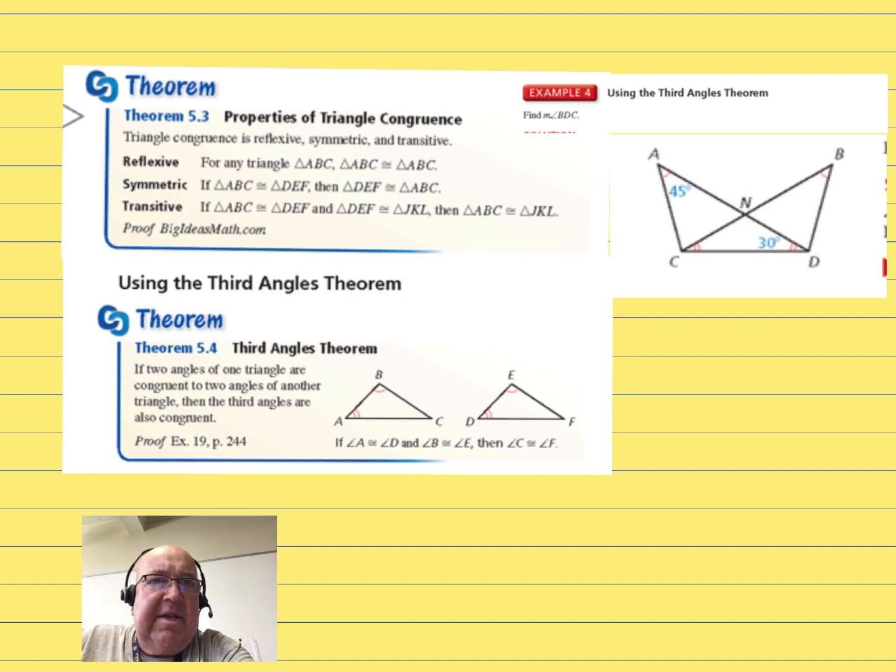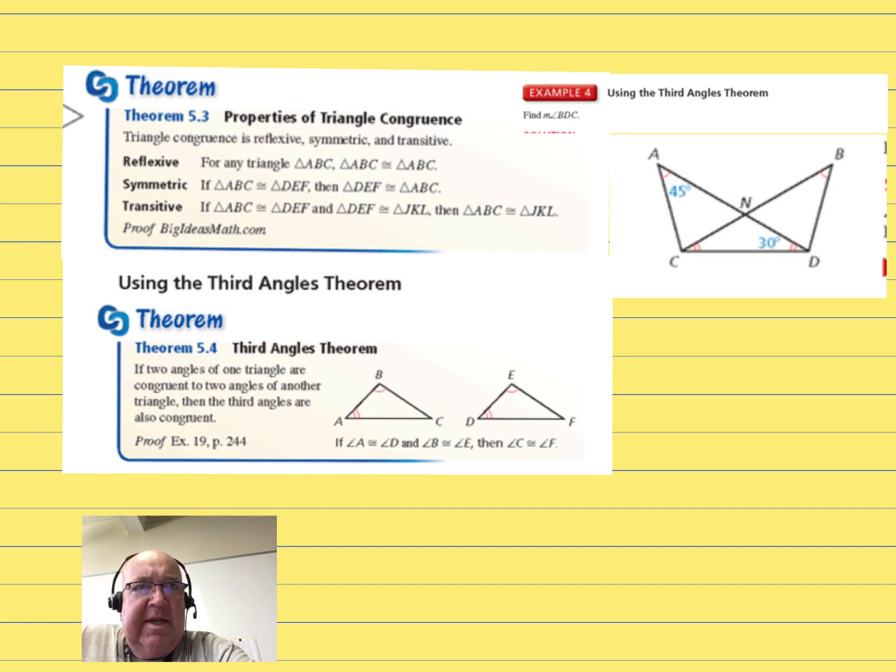Alright, so we have two theorems here. The property of triangle congruence. For any triangle ABC, it's congruent to itself. That's reflexive. Remember, symmetric is you can turn the order around. So if ABC is congruent to DEF, DEF is congruent to ABC. And then transitive, if you have ABC congruent to DEF and DEF congruent to JKL, then ABC is congruent to JKL as well.